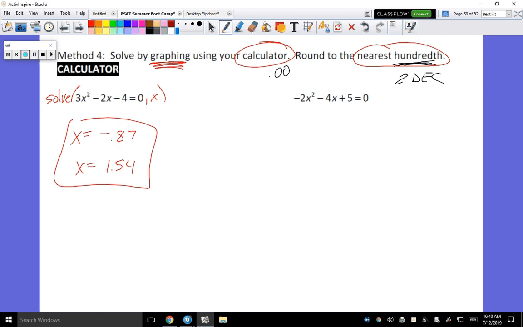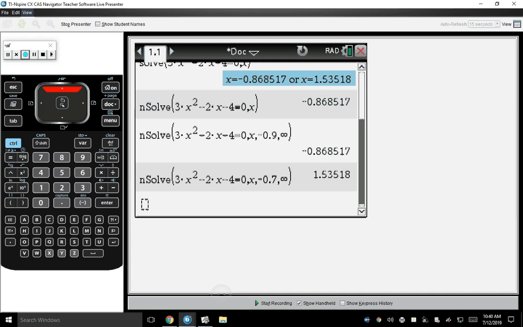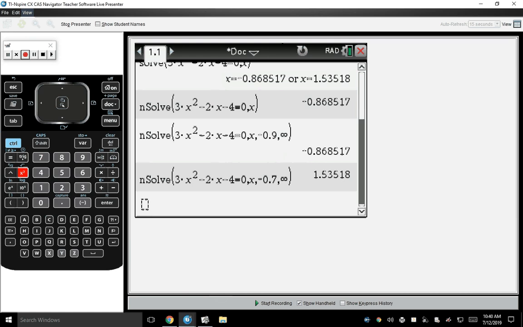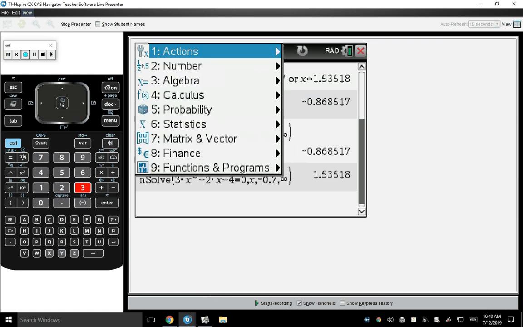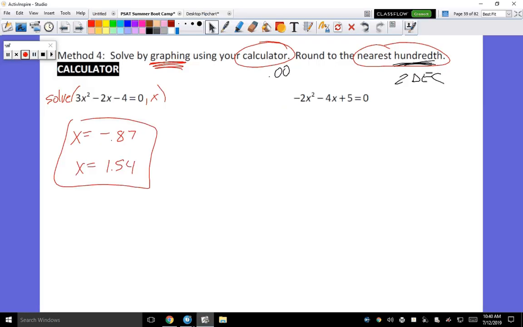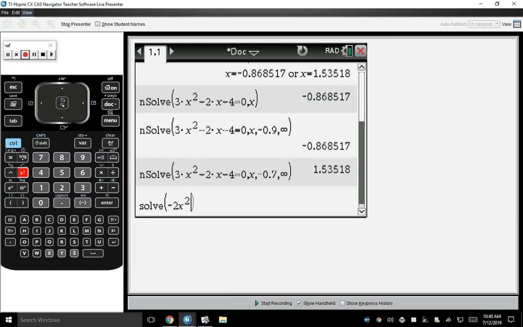So it's going to be negative 2x squared. Menu 3.1, negative 2x squared. I might be going a little bit too fast. Menu 3.1, negative 2x squared, minus 4x plus 5. Minus, not the negative button. Look at, there's the minus, there's the negative. Make sure that you understand that you're doing the minus. Okay? Minus 4x plus 5.